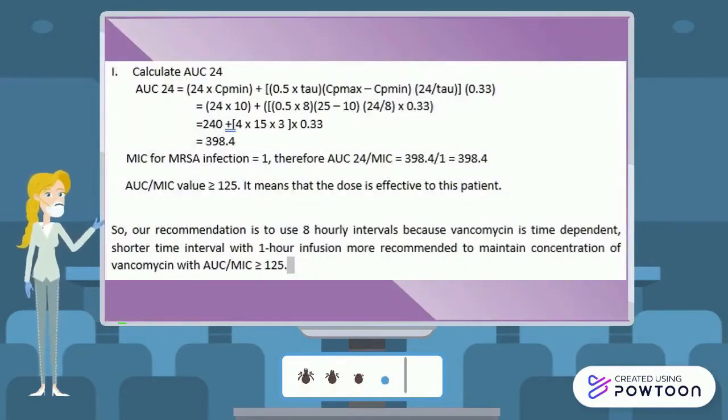After finding out the value of AUC24, the MIC for MRSA infection is equal to 1, therefore the value of AUC will be divided over MIC, leaving us with the value of 398.4. So the value of AUC over MIC is more than 124. This means that the dose that we have calculated is effective for our patient.